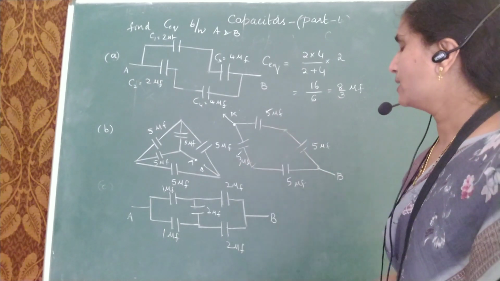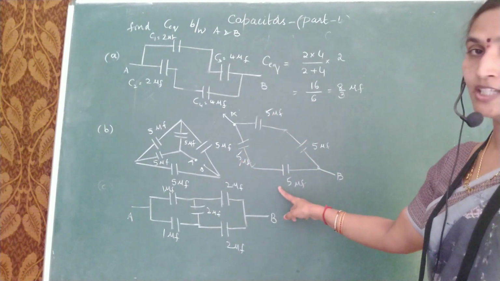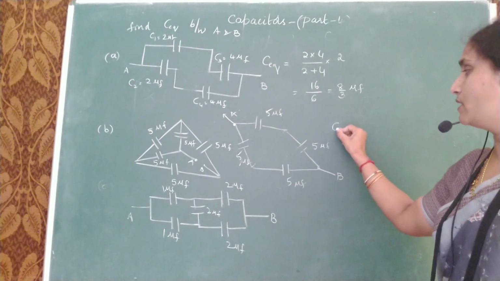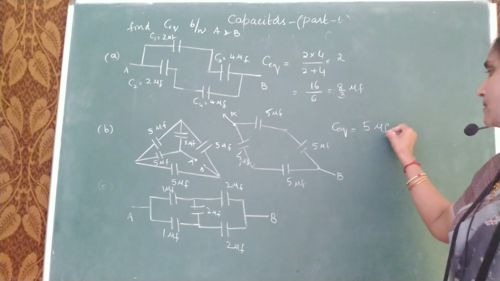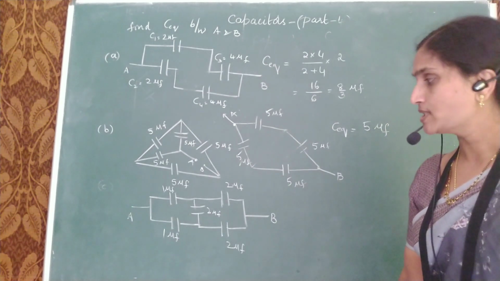If you remove the central capacitor, again 5 and 5 are in series. 5 and 5 are in series. The combination is in parallel. So you can easily find out the equivalent capacitance as equal to 5 microfarad. Okay, so this would be the answer for B bit. Now come to C bit.